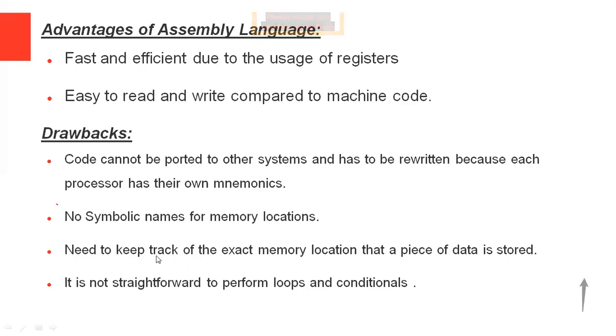So need to keep track of the exact memory location where a piece of data is stored, and it is not straightforward to perform loops and conditionals. Okay, so it is not straightforward. For example, if there are any loops present in a program, it is not handled very well by the assembly level language, second generation languages. So these are the four drawbacks present in second generation languages.